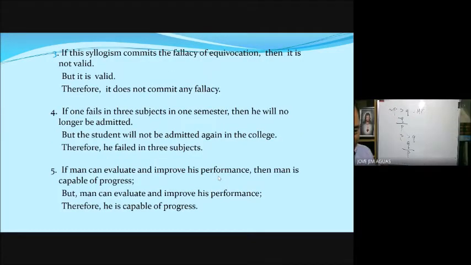Let's see another example here, number 3. This is the last, and then you can answer the other syllogisms on your own. It commits a fallacy with qualification P. So this I write here. This is an invalid argument. So then it is not valid. But it is valid. Therefore, it does not commit any fallacy.